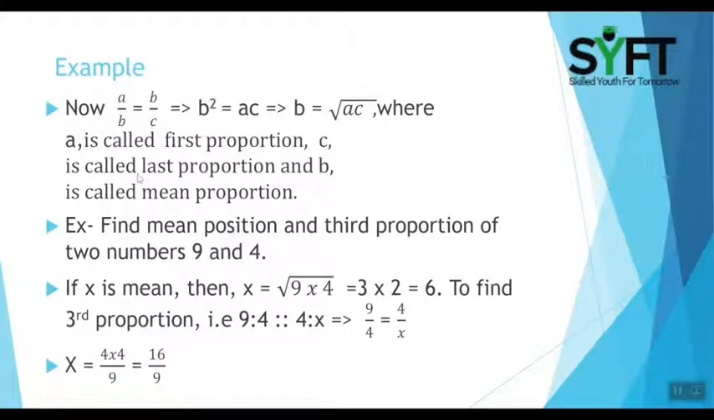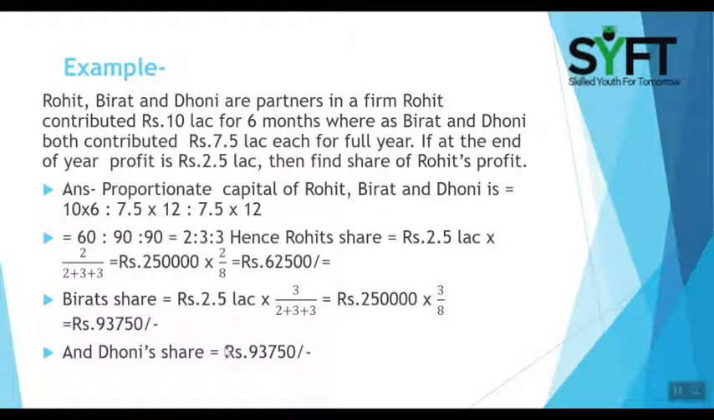Example: a by b equal to b by c implies, by cross multiplication, b square is equal to ac or b is equal to root over of ac, where a is called first proportion, c is called last proportion, and b is called the mean proportion. So find the mean proportion and third proportion of two numbers 9 and 4. If x is the mean proportion, then x is equal to root over of 9 into 4, that is equal to 3 into 2 is equal to 6. Also to find the third proportion, 9 is to 4 is equal to 4 is to x. This implies 9 by 4 is equal to 4 by x, or x is equal to 4 into 4 by 9, that is 16 by 9.